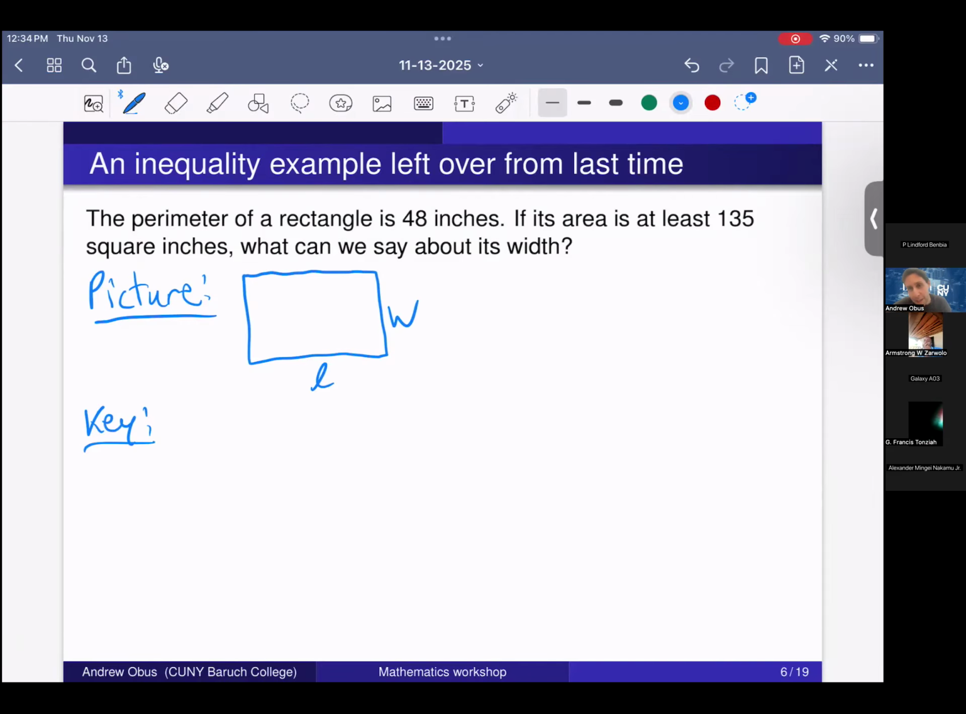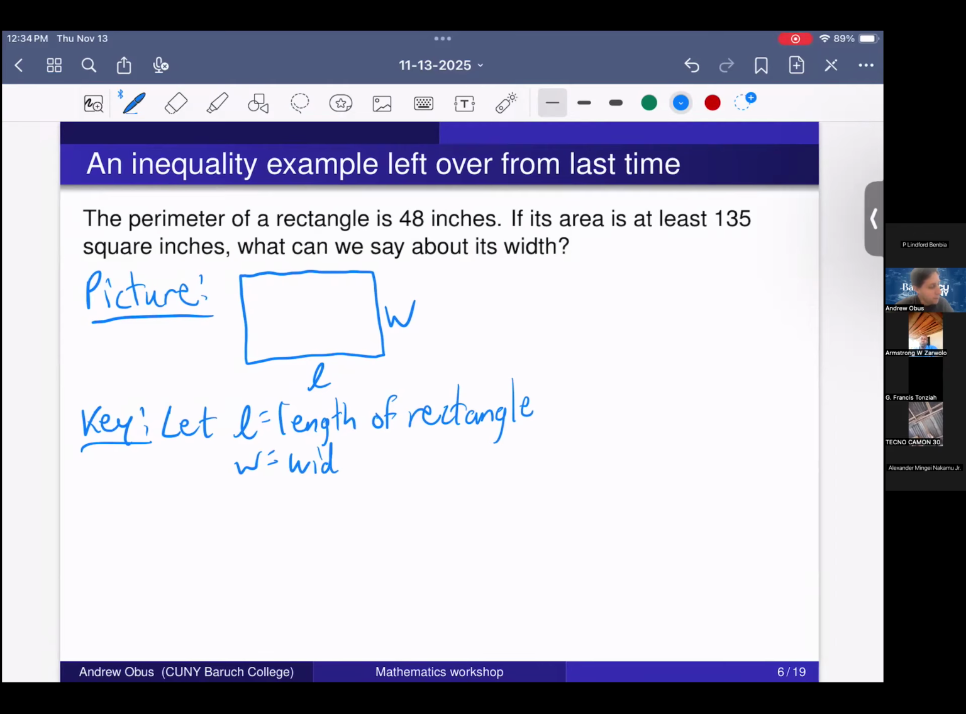Well, our key basically comes exactly from the variables that we have. So our key is the length. Let L equal the length of the rectangle. And we'll let W equal the width of the rectangle. Okay. So that's pretty easy. L is the length of the rectangle, W is the width of the rectangle. Not really much else to say.